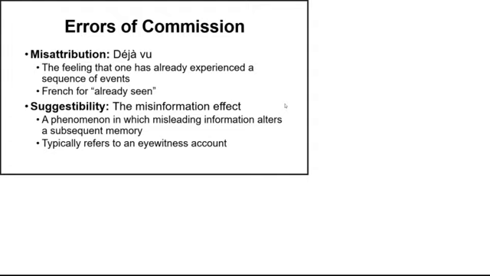We also have suggestibility, and we've already kind of hinted at this. This is the idea that information that we recall isn't necessarily all that reliable. So the misinformation effect is a phenomenon where misleading information can alter our subsequent memory of that information. This is usually used for eyewitness accounts. Sometimes in class, depending on our timing, there's a TED Talk that looks at people who actually go and talk to eyewitnesses and determine how easy it is to manipulate their memories of situations.